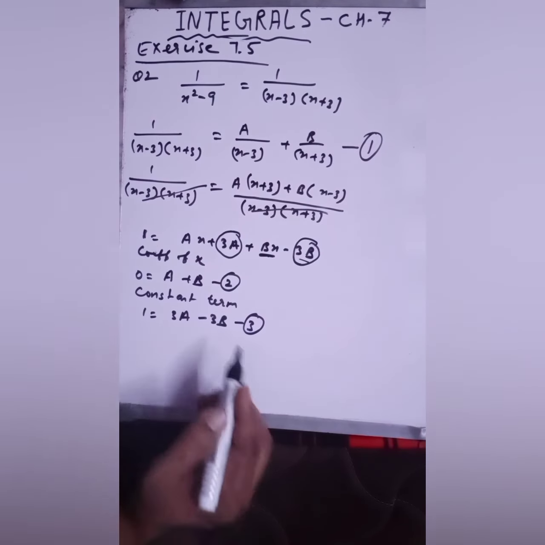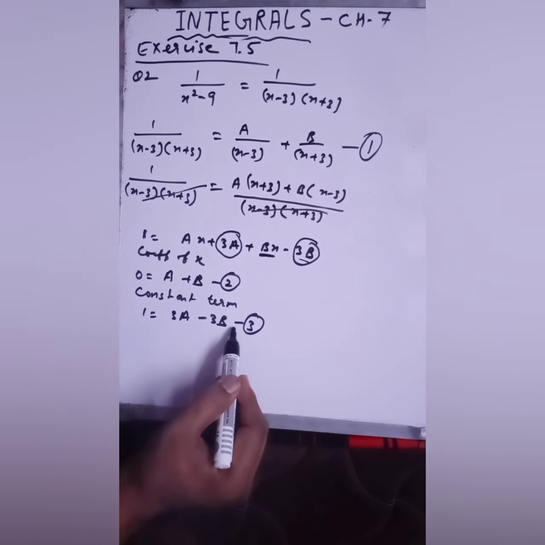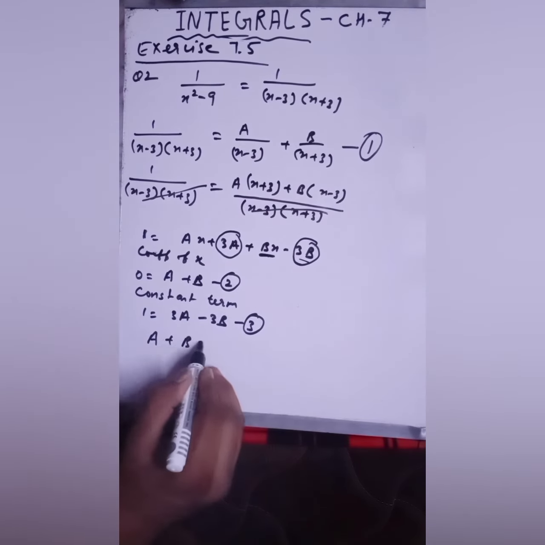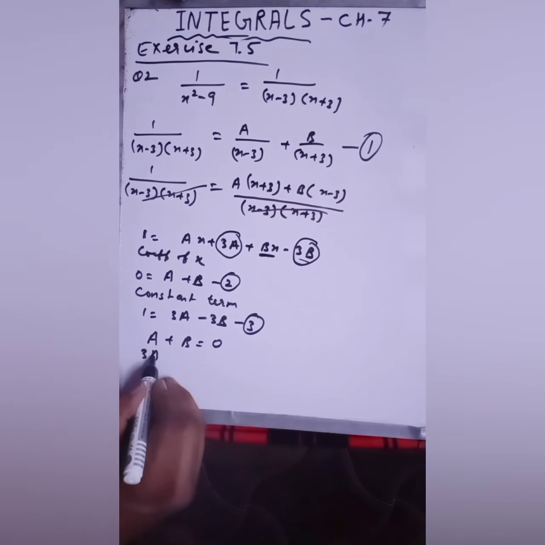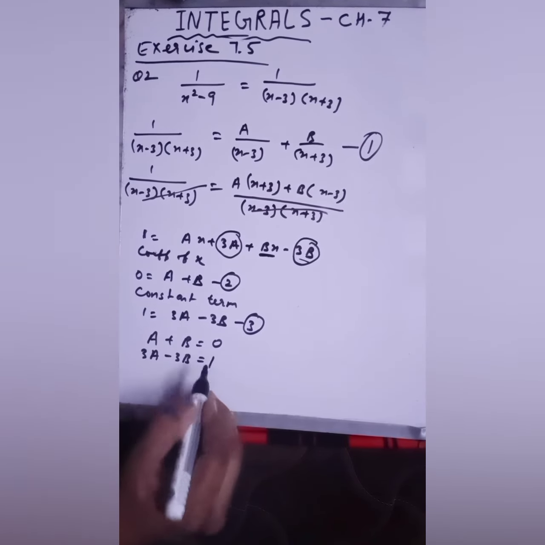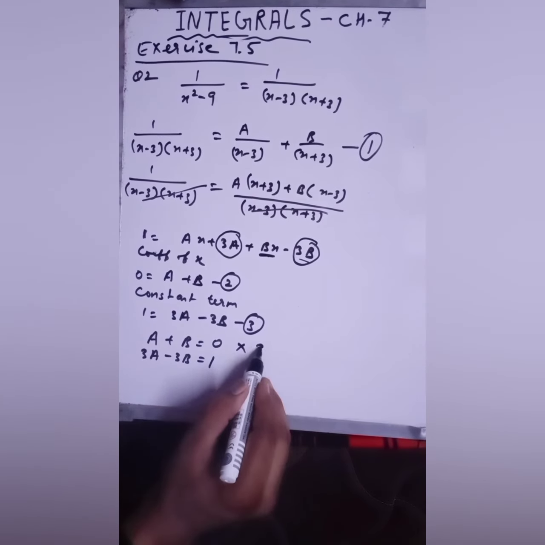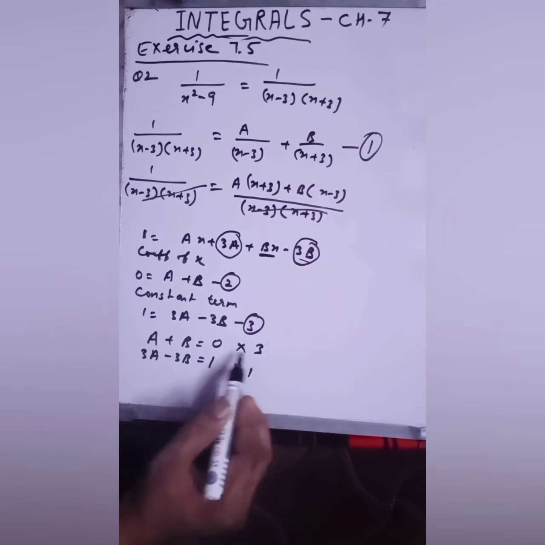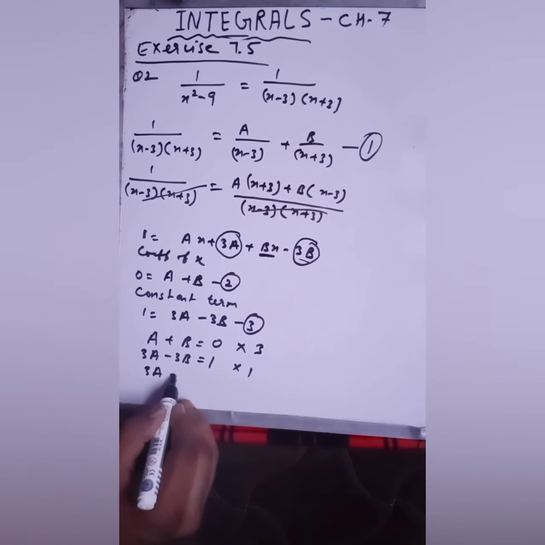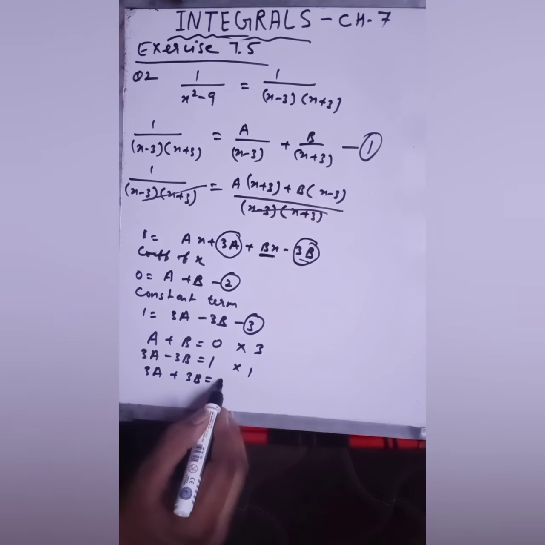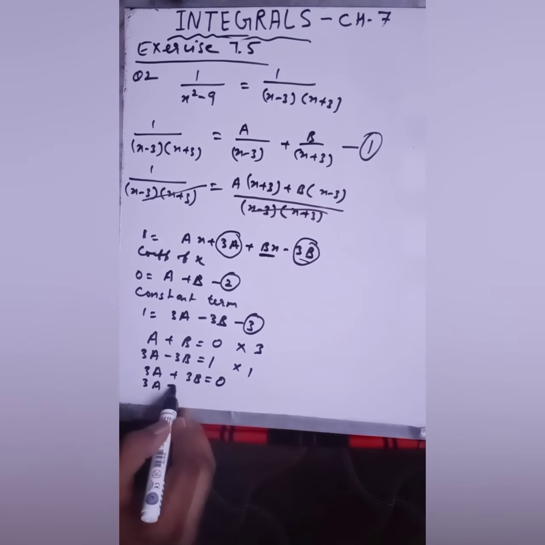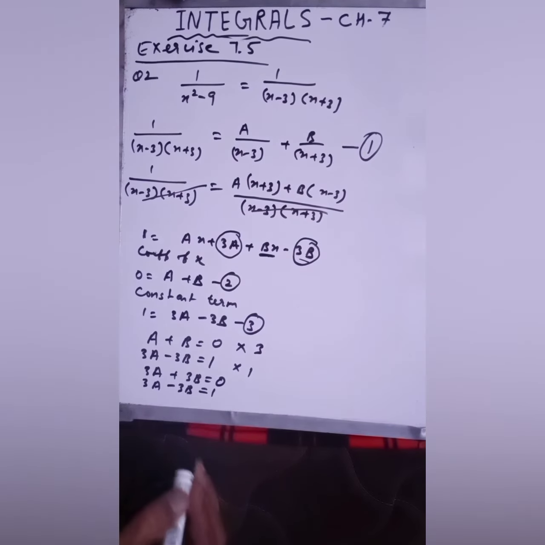Fine. Now you have to solve these equation number 2 and 3, and you have to find the value of a and b. So here a plus b is equal to 0, and 3a minus 3b is equal to 1. What I'm doing is multiplying this equation by 3 and this by 1, so that I can make the coefficient of a equal in both. So 3 into this a, you will get 3a plus 3b is equal to 0. And when you multiply this by 1, you will get 3a minus 3b is equal to 1.